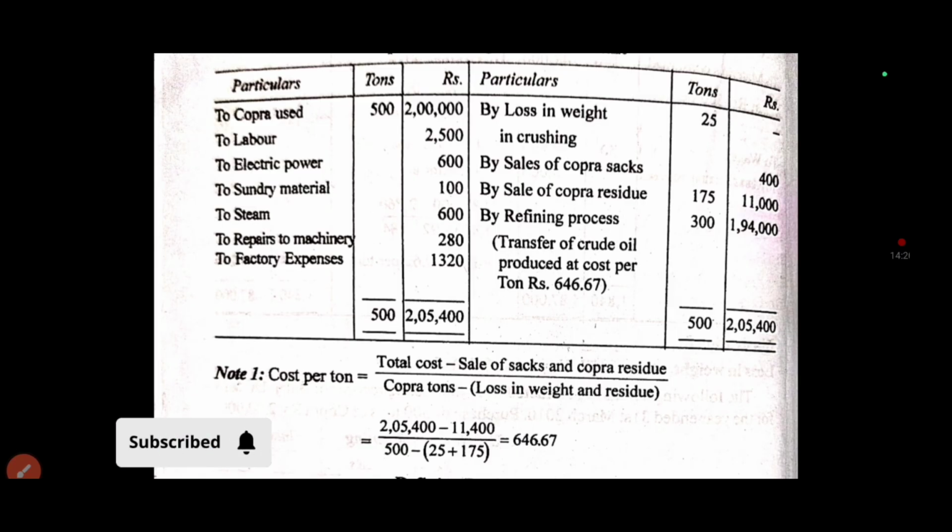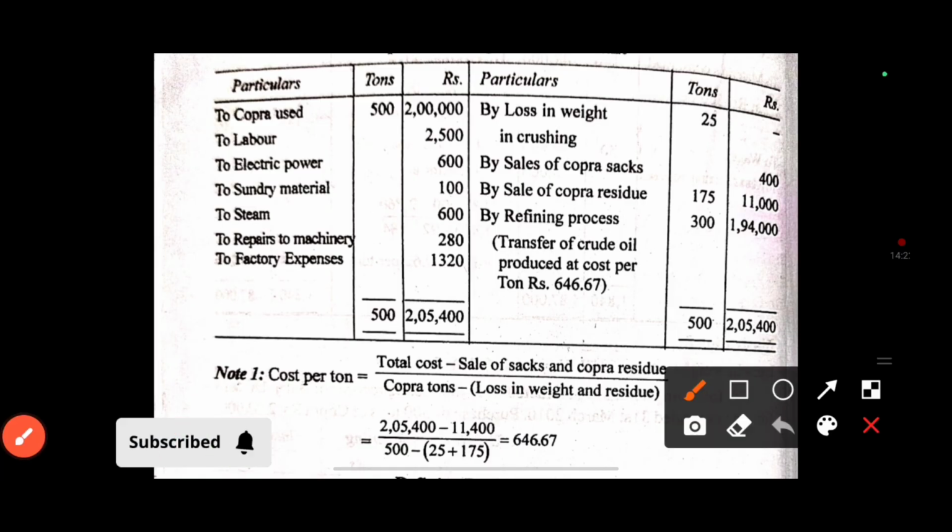This output will be transferred to the next account, that is the refining process account. So for that, at the end of the copra crushing process account, you are going to write refining process account.